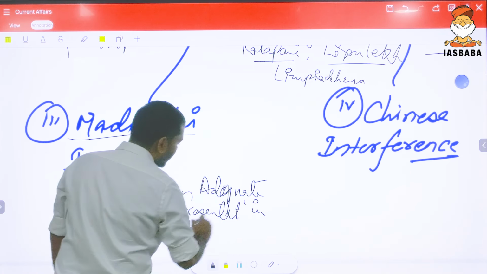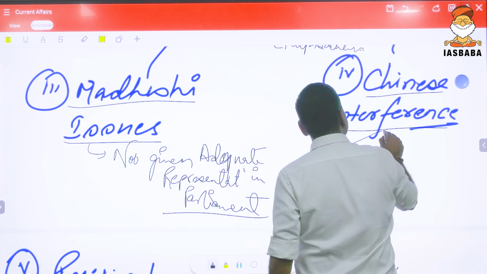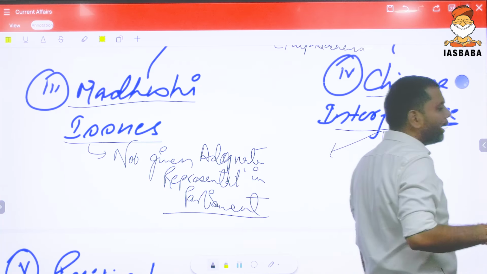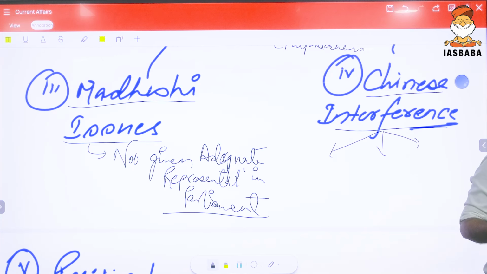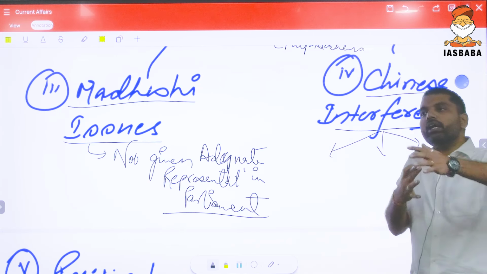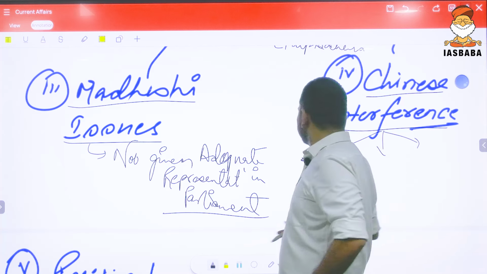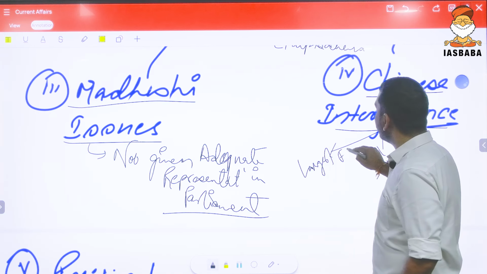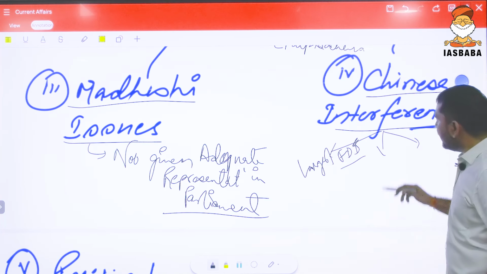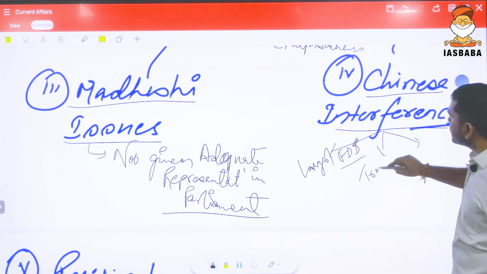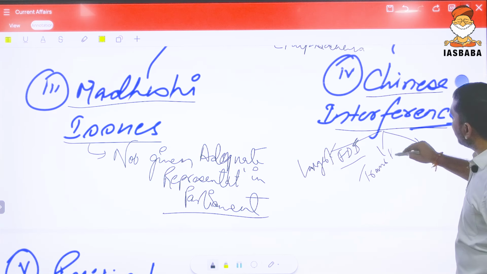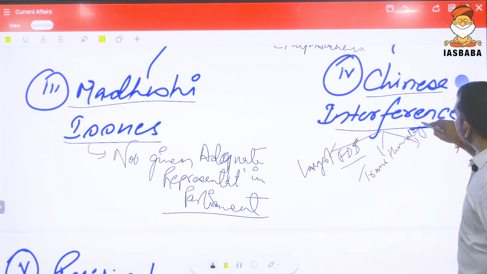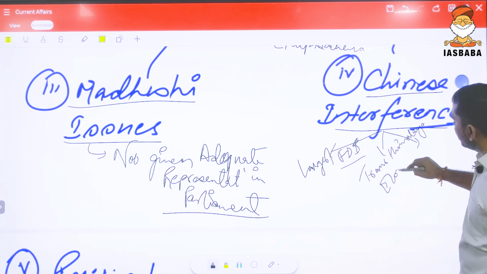Now comes the Chinese interference. The Chinese also have been in the country, and they are the ones who have been interfering in the Indo-Nepal relations. How? They are one of the largest FDI sources. And then there is the Trans-Himalaya Economic Corridor.